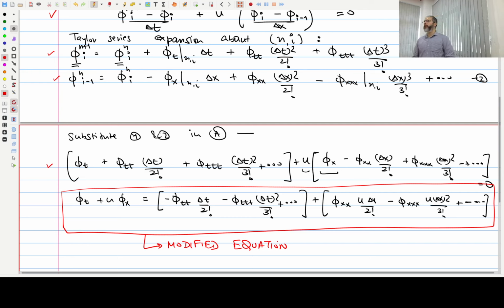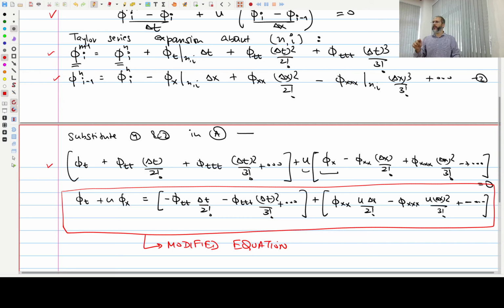We wanted to solve phi t plus u phi x equal to 0. But because our scheme is approximate, remember, the scheme was proposed as an approximate scheme to approximate the actual equation, there is an error associated. So the error associated is this. Now the reason we've written this equation is because this is the actual equation being solved by the computer. So we'll analyze the behavior of this equation, because the behavior of this equation might be different from the behavior of the actual equation we wanted to solve. So the solution we get is a solution to this equation, not the original one we wanted to solve.